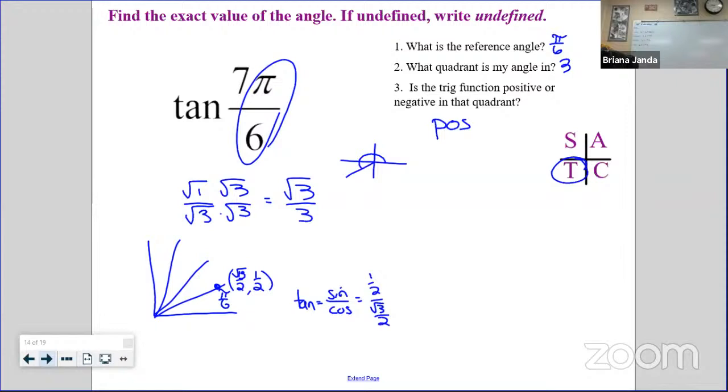Or I do my special right triangle with a pi over 6. And I would do opposite over adjacent, which puts you back here. Questions?